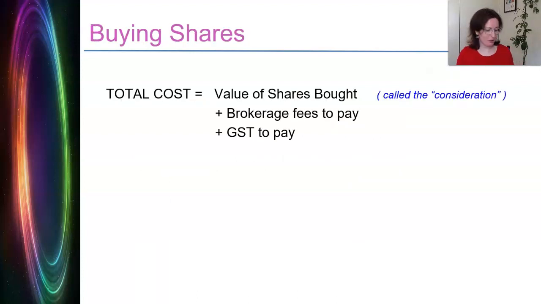So here's one we'll sort of do together. Just the formula for how it's done. The total cost that you're going to have to spend when you buy some shares is the value of the shares bought. So let's say they were $10 per share and you bought 10, then there's $100. That's also called the consideration, just some of the language that we use there. There's the brokerage fee to pay and the GST for the brokerage fee. So noticing that they are added on to the total cost.